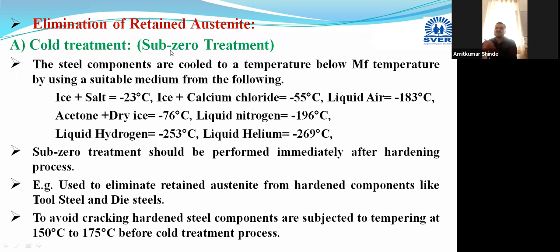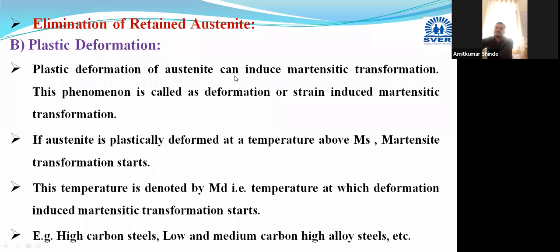sub-zero treatment. Before conducting this sub-zero treatment, some soft or low temperature tempering is done at 150 to 175 degrees Celsius to avoid cracking of the component, using different temperature mediums depending on the need. We are cooling the component below the MF temperature. This is used for tool steels and die steels. And plastic deformation of austenite can be done, a phenomenon termed deformation induced martensitic transformation. Due to this, austenite is removed.